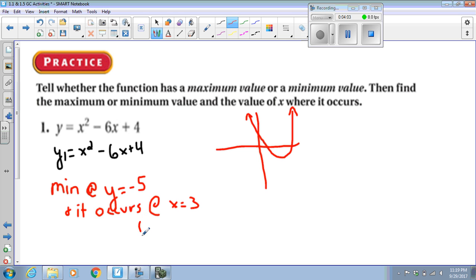What you can also do is write your minimum as an ordered pair, so your x and your y value. And then this would be your final answer. So basically for your homework, it's going to be page 10, 2 through 6 even.